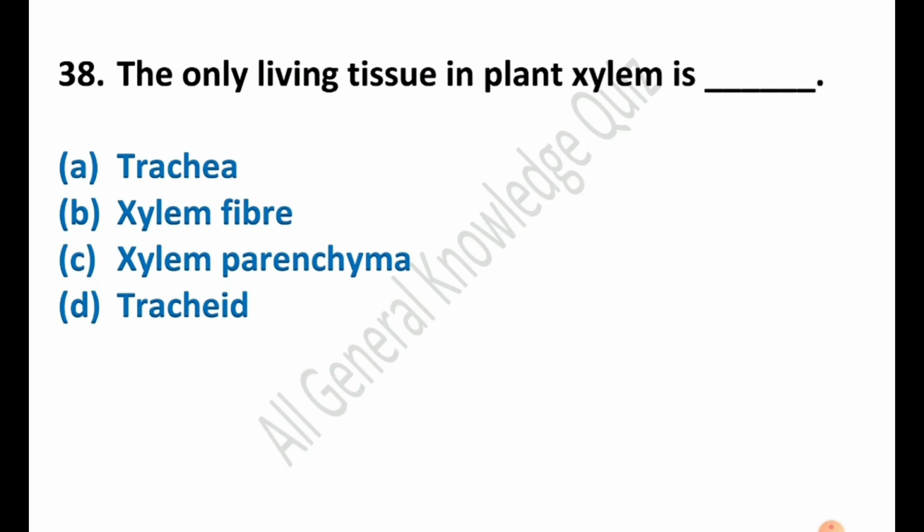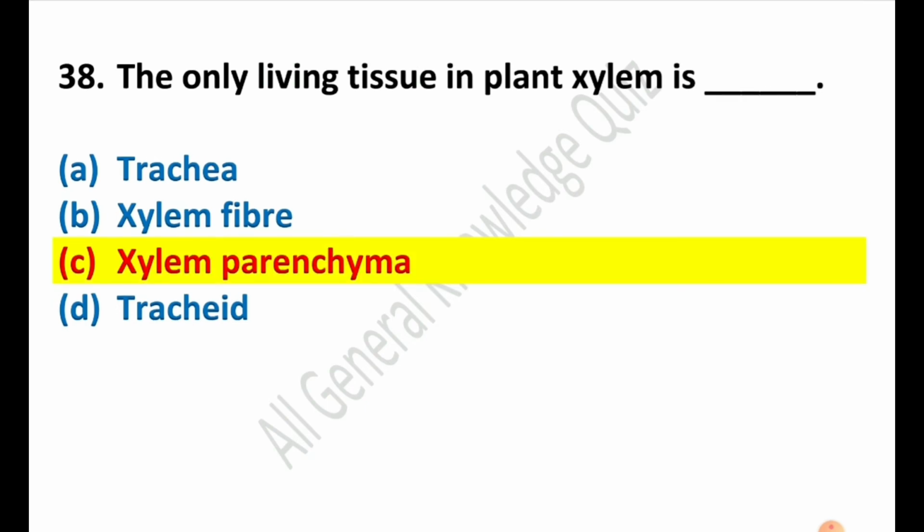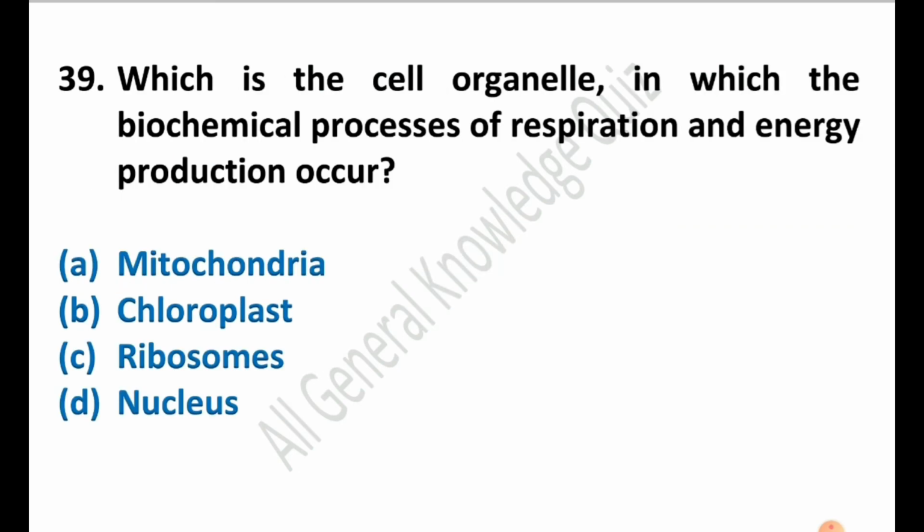Option B, xylem fiber. Option C, xylem parenchyma. Option D, tracheid. The answer is option C, xylem parenchyma. The only living tissue in plant xylem is xylem parenchyma. Question number 39. Which is the cell organelle in which the biochemical processes of respiration and energy production occur?